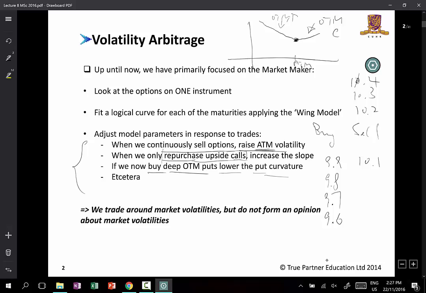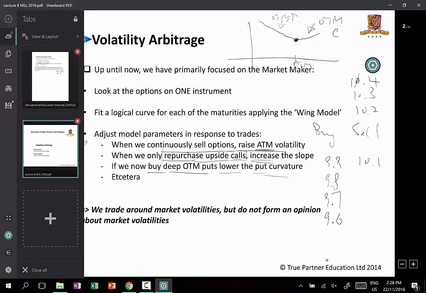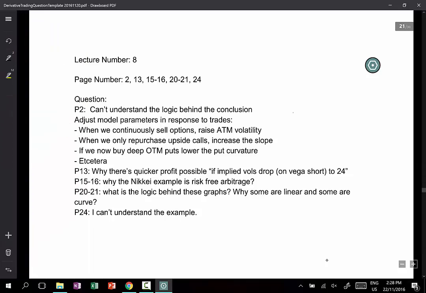But if you are repurchasing upside calls, that means you actually sold some calls, and you are now quite keen to buy them back. So you don't mind paying a higher price. That's why you would increase your slope. Now, I think you don't have to worry too much about the text here, but understand that when you continue to buy something, your price will drop, and when you continue to sell something, your price will rise.